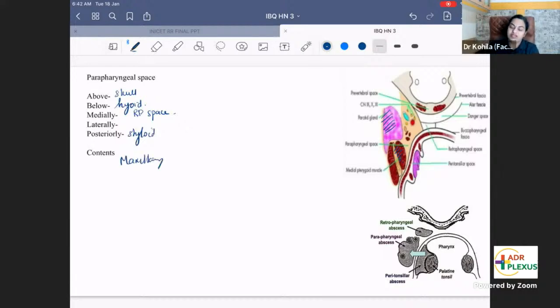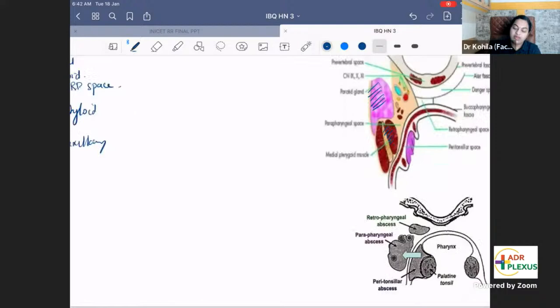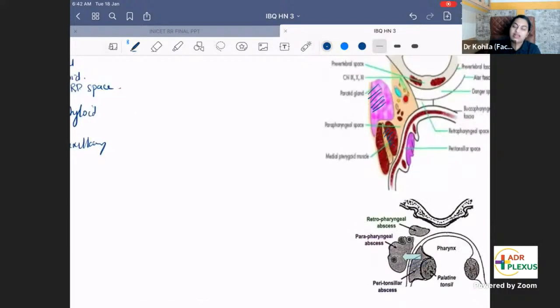The importance of this space is that, remember, the palatine tonsil lies in the lateral wall of the oropharynx. Any infection of the palatine tonsil can track on to the parapharyngeal space. Any abscess over the retropharyngeal space will produce a paramedian swelling. Okay.